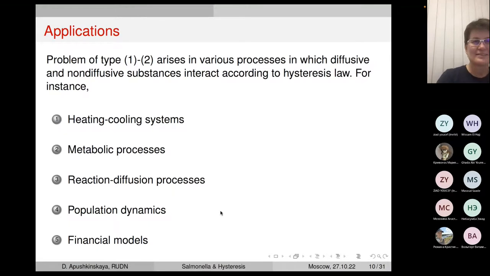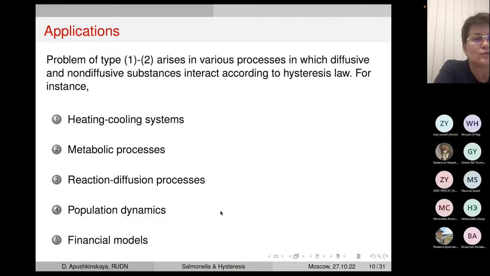Okay, and such a problem, in fact, is not only the case of Salmonella. We have a lot of applications in many processes where we have two types of substances. One is diffusive, another one is non-diffusive, and interaction happens due to a hysteresis law. Where can it happen? It can happen in a heating-cooling system. Just try to imagine we have a room with air conditioning. We reduce the temperature until some certain level, then we stop conditioning, and slowly the temperature warms up again and we have to turn on the conditioning again. Or heating, you can choose. Is it warm or cold outside?